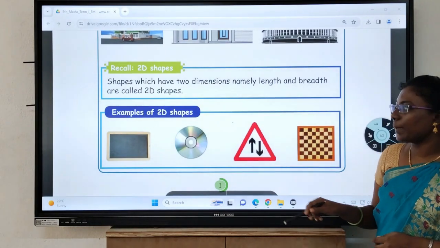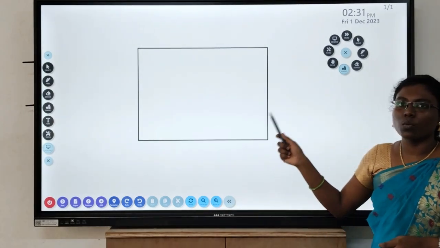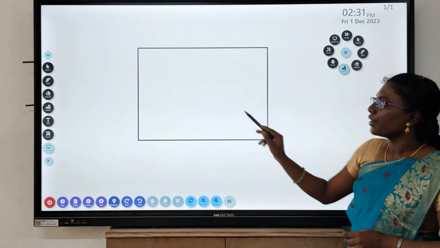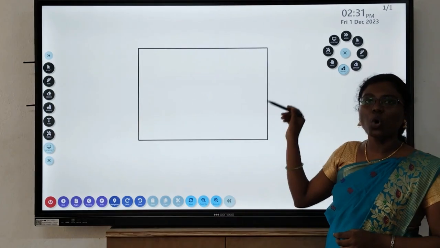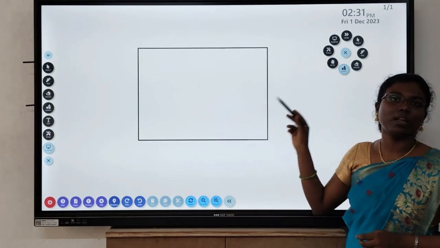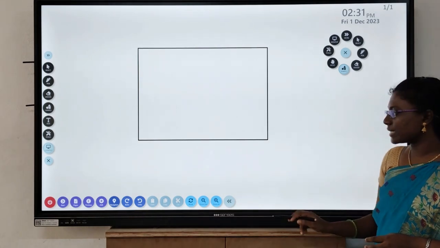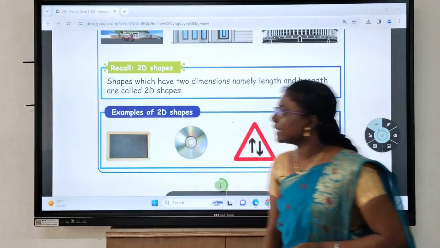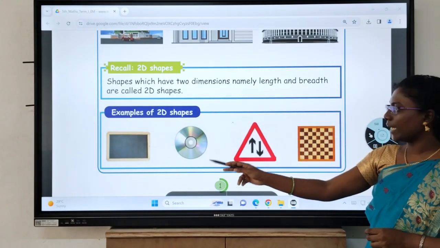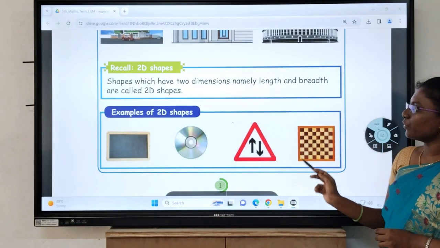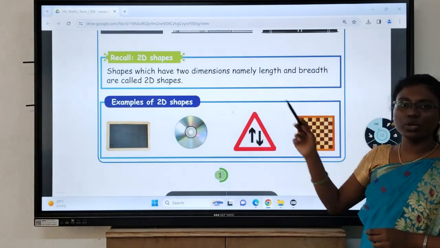I will show you an example. First, rectangle is one example for 2D shape. Here you have a length and breadth. So these two are the dimensions given for rectangle. So this is called the 2D shapes. And some more examples given in your book. That is, first one rectangle, and the second one circle, third one triangle, and the fourth one is square. So these are all the four examples for 2D shapes.